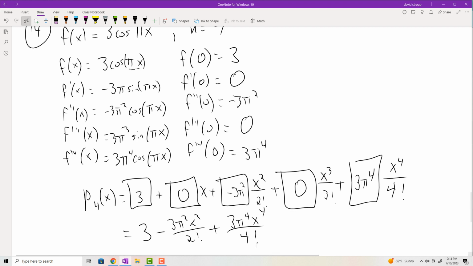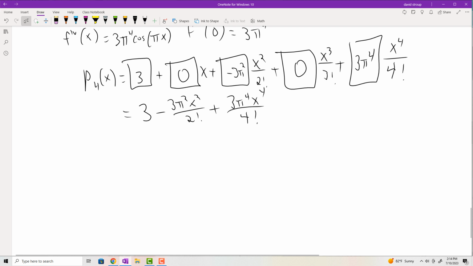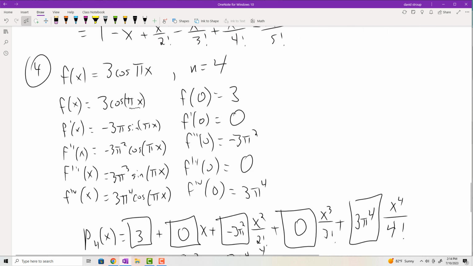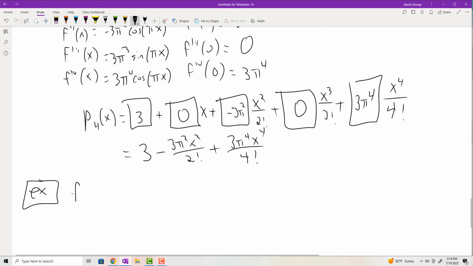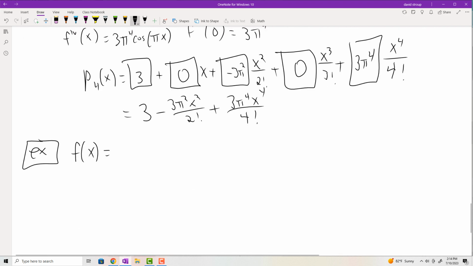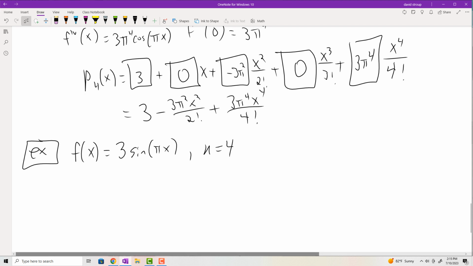Okay, let's give you a quiz. Let's make it a little bit easier. And, well, no, let's keep it kind of the same spiel. This time, let's do 3 sine of pi x. So you need the 4th degree Maclaurin polynomial for 3 sine of pi x. Okay, so the n value here will be 4. Pause the video and you can scribble that out.